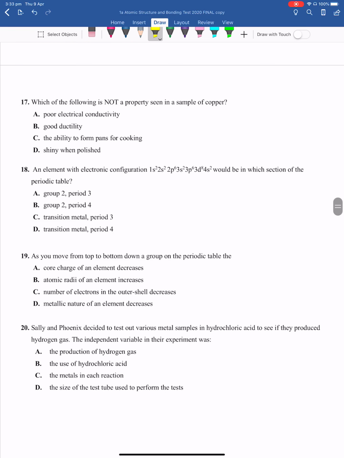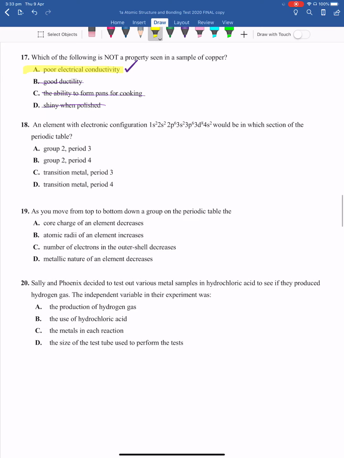Question number 17, which is not a property seen in copper? This one's pretty good. We got 92% here. It's definitely electrical conductivity. It has good ductility. It has the ability to form pans for cooking. It is shiny when polished. So our answer here is going to be A.